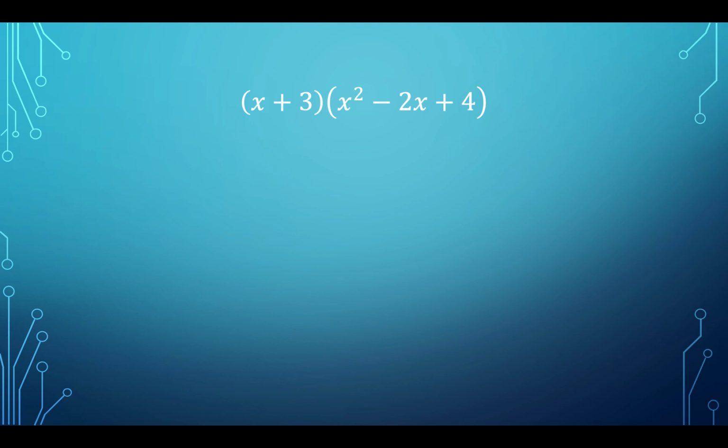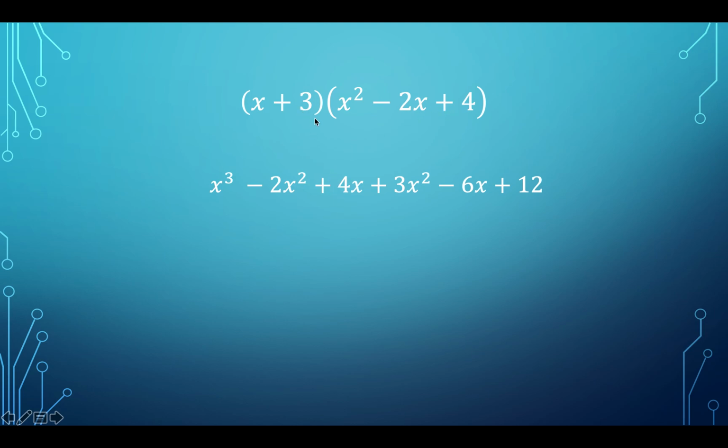Next problem. We have x plus 3 times x squared minus 2x plus 4. So same thing here. I got to distribute. So I do x times x squared, I get x cubed. x times negative 2x, and I get minus 2x squared. x times 4, I get plus 4x.